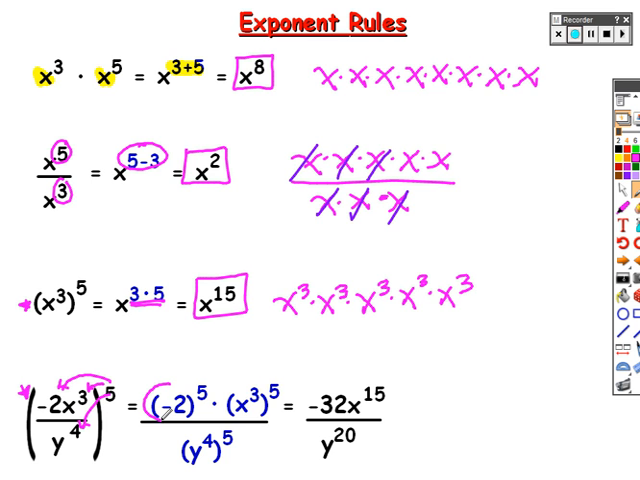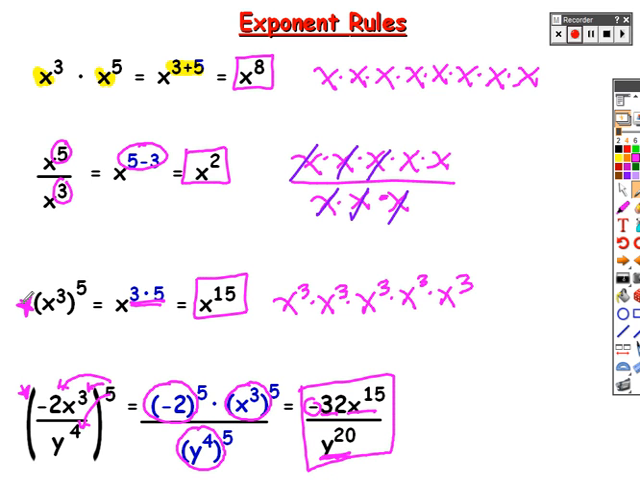So if I look, I'm taking the negative and the 2 to the 5th power. I'm taking the x cubed to the 5th power, and I'm also taking that term in the denominator to the 5th power. If I take a negative to an odd power, that should stay negative. 2 to the 5th is 32. Then I get x to the 15th, and y to the 4th to the 5th is y to the 20th. This uses that third property that's listed over here.